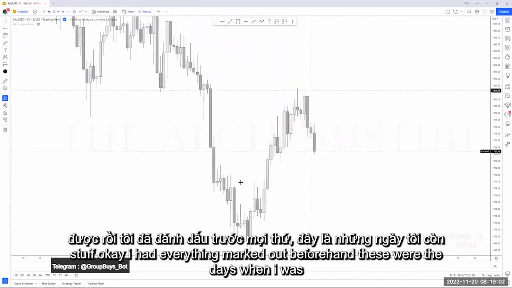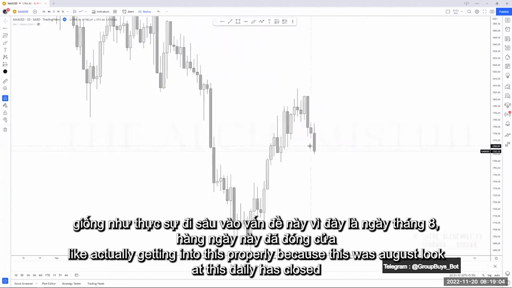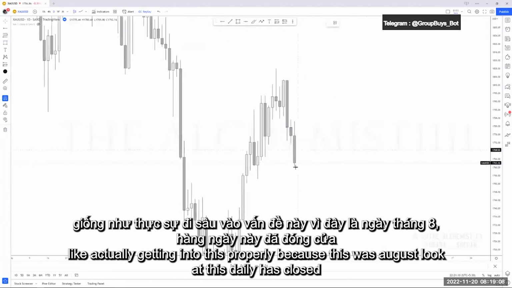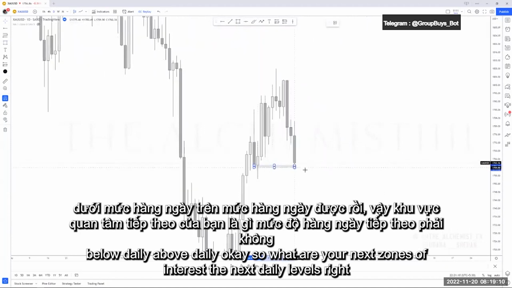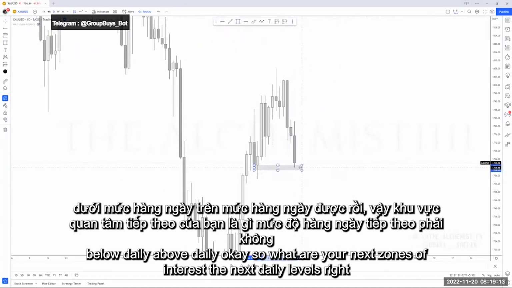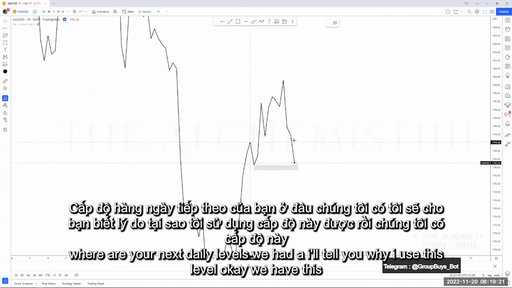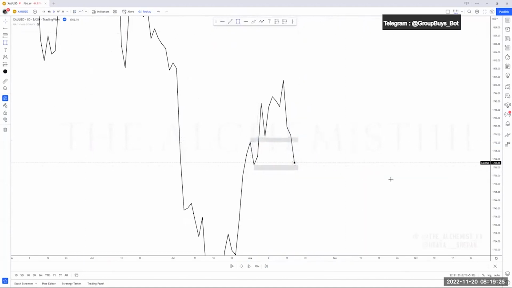These were the days when I was actually getting into this properly. This was August. So look at this. Daily has closed above daily. So what are your next zones of interest? The next daily levels, right? Where are your next daily levels? I'll tell you why I used this level. We have this. What is that?